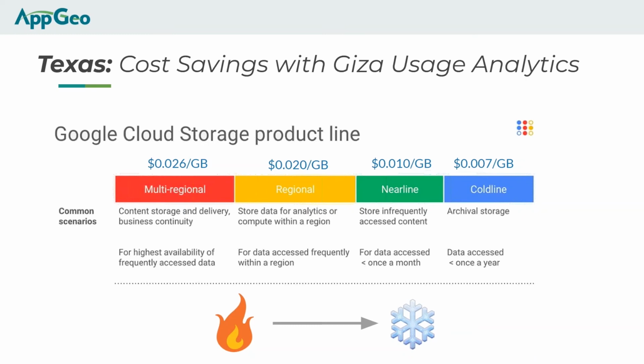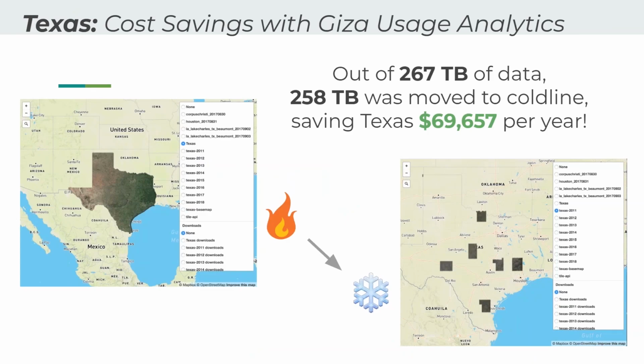So here's an example of how we helped one state do just that. In Texas, with Giza, they have imagery going back a number of years, all the way, in this case, to 2011, a full data set for the whole state, in some cases for every single one of those years. By reconfiguring their storage buckets, they were able to save nearly $70,000 annually just in storage alone. You can see the numbers there. So much of that total 267 terabytes was in tiles that were most efficiently stored in cold line.